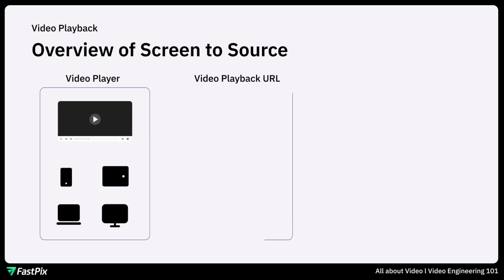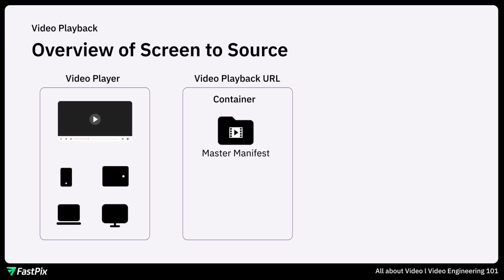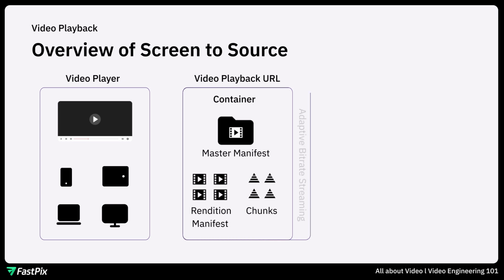Next is the video playback URL, which connects the video source to the player. Behind the scenes, it relies on a master manifest file. This file is like a roadmap, listing multiple renditions of the video, different quality versions for different internet speeds and device capabilities. Each of these renditions has its own rendition manifest, guiding the player to the right segments or chunks of video for smooth playback. These chunks, usually in .ts transport stream files, allow for quick loading without buffering.